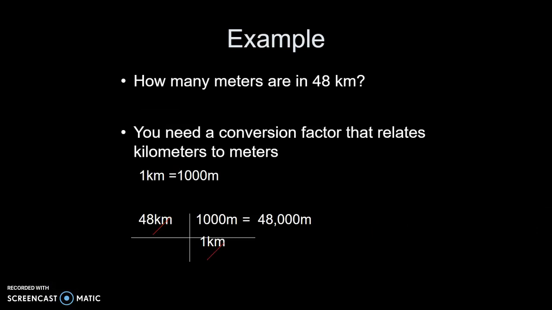Well, this is something we can solve using dimensional analysis, but we first have to make sure we have our conversion factor, okay? Now, we're starting with what we know, right? That's the first thing you want to put on the left-hand side of your T-chart. We know that we're starting with 48 kilometers. So we start with 48 kilometers on the left-hand side.